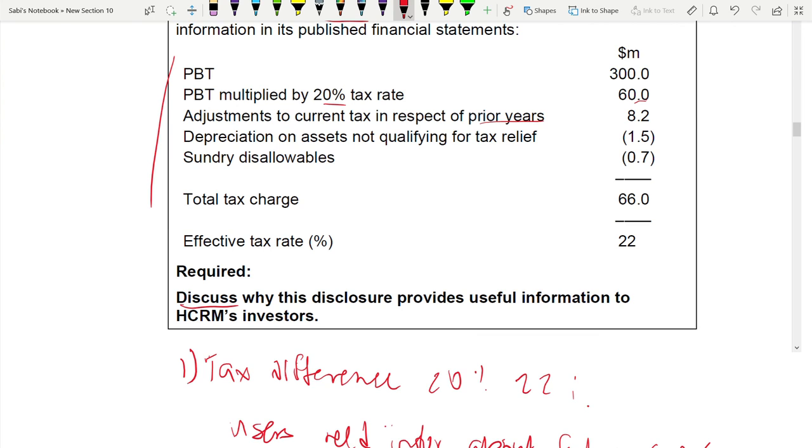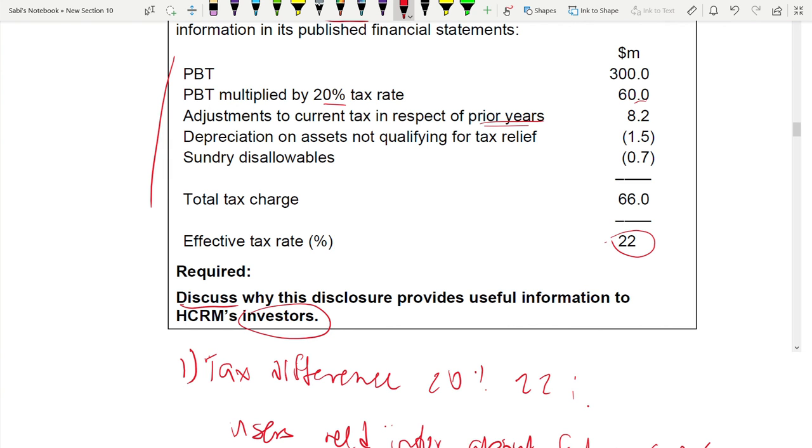So from the point of investors, remember, you are writing from the point of investors. What they need, this is what you have to answer all the time. Investors need to assess whether the effective tax rate is likely to be static or volatile. They have to see whether this is going to remain the same or change. So they must analyze comparative information to understand whether HCRM has a history of under-acquiring or over-acquiring for current tax. Do they always keep doing adjustments, paying less tax or more tax? You have to see all those things.